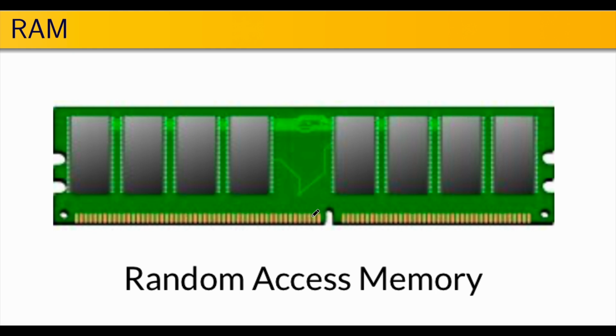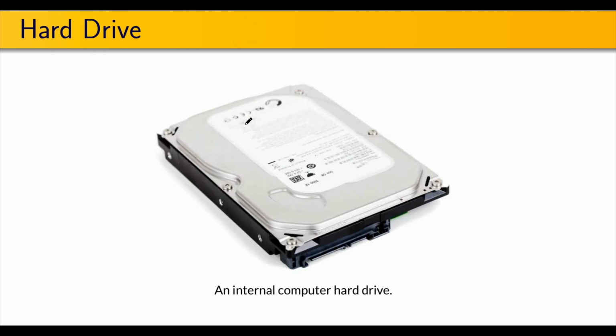A very important component of a computer we have come across is called the RAM. This is what a RAM card looks like. This is random access memory. And then you have a hard drive. This is what the internal computer hard drive looks like. This is the casing, and inside is the hard drive.